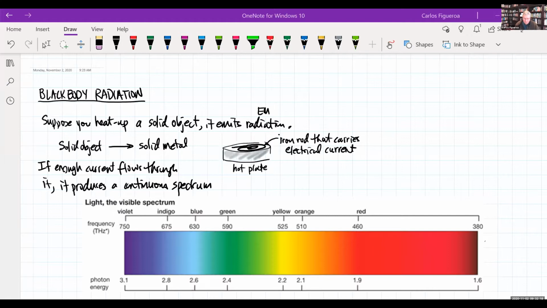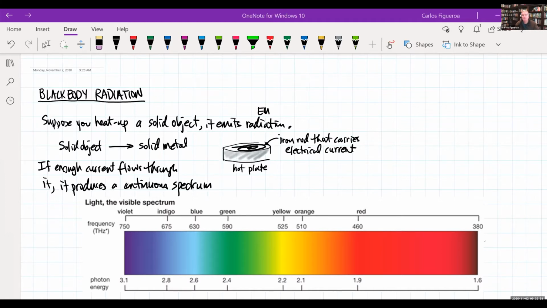Okay, here we go. What we were talking about last time is that we want to heat up a solid piece of metal, let's say. And that's what we typically think about. So I heat up a solid piece of metal. If I start off with the hot plate and just warm it up a little bit, you can't see any light coming off of it, but you're feeling infrared radiation.